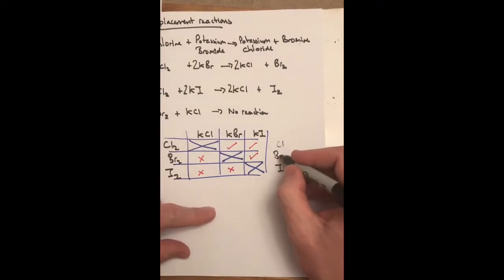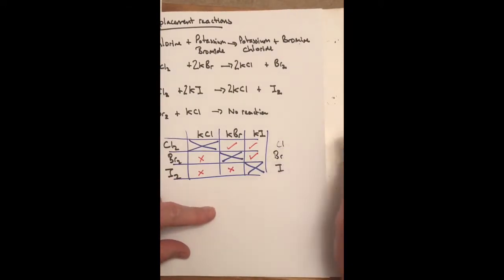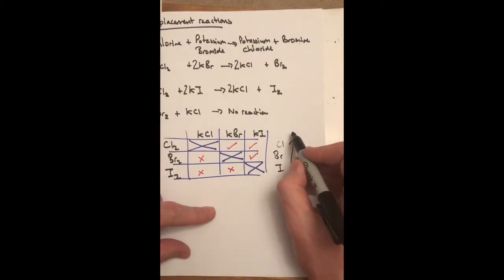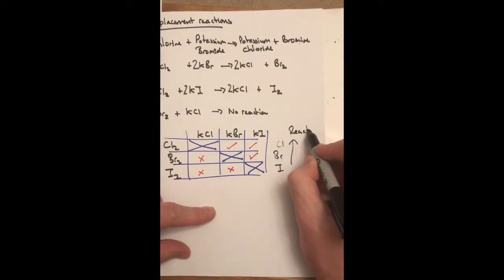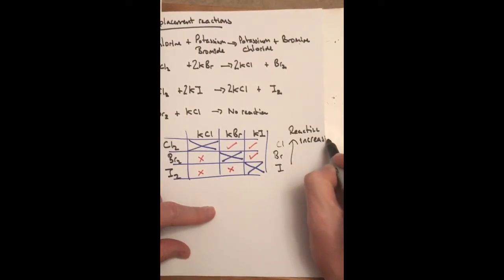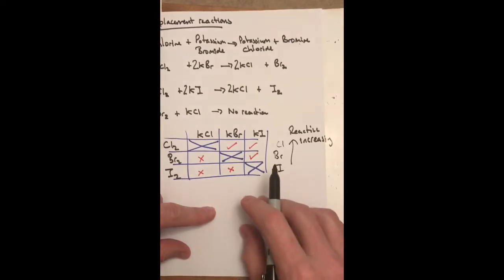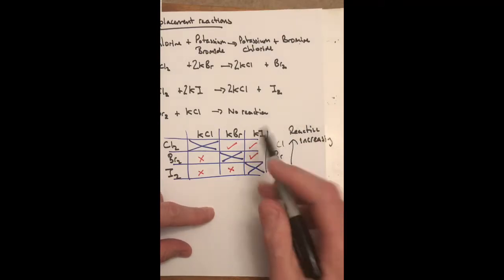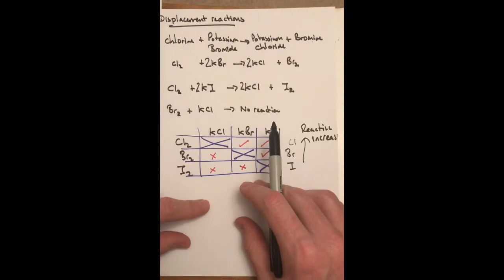You notice that is the same order that they are in group 7. And if I go up that group, then what I'm seeing is the reactivity is increasing. So they are becoming more reactive as we go up the group. Reactivity is increasing, which is the opposite to group 1. In group 1, as you go down the group, they become more reactive. In group 7, the halogens, as you go up the group, they become more reactive.